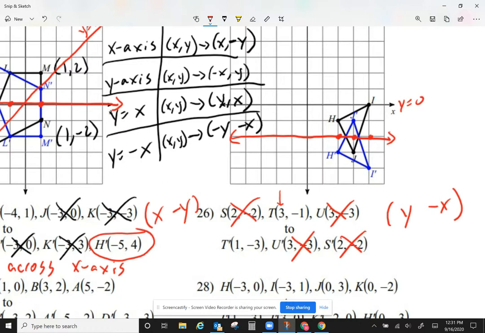Then I look at the original Y value, negative 1. Then I ask myself, did the negative 1 switch signs? Yes. So then I ask myself, from my rules, there's one that tells me that xy becomes negative y, negative x. And that one is the line y equals negative x. So I'm going to write reflection across y equals negative x.